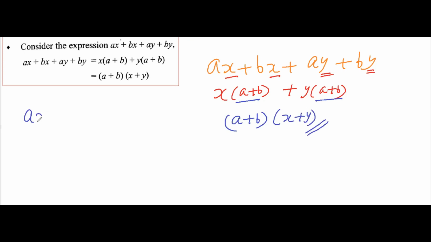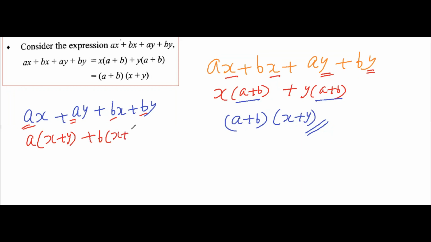You can also write the same thing this way: ax plus ay plus bx plus by. I just interchanged: this bx I wrote in third position and ay I wrote in second position. From here, what is common? This a is common, so I will take a outside and I will get y plus x. Similarly from here, b and b is common. I will take b outside and I will get x plus y. So x plus y is common, and what will I get? I will get x plus y into a plus b. So this is a factor. Got it?